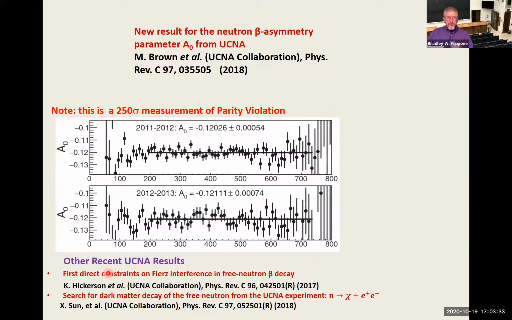And we've also published a couple of other experiments having to do with beyond standard models, something called Fierz interference, which is a possible new kind of scalar interaction. And we also looked, as I mentioned, for this dark matter decay. Our detector was ideally suited to look for neutron decaying to dark matter and an electron and positron. In some cases, the electron and positron will go in opposite directions, and we could easily see that in our experiment. We didn't see it, and we ruled out a large part of the parameter space.